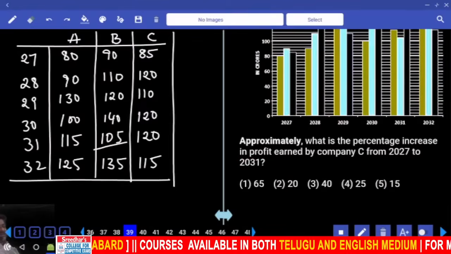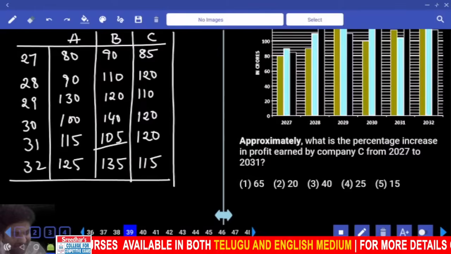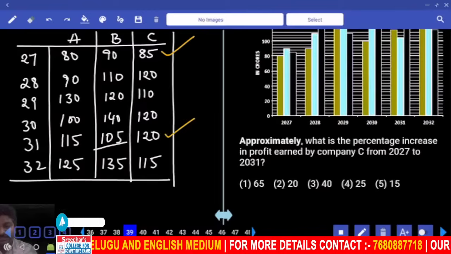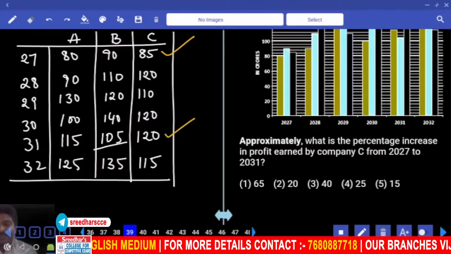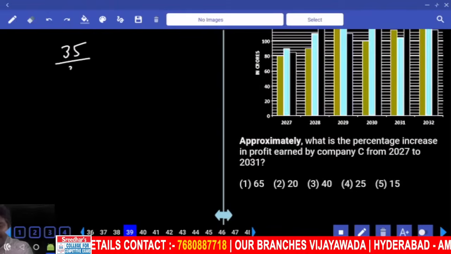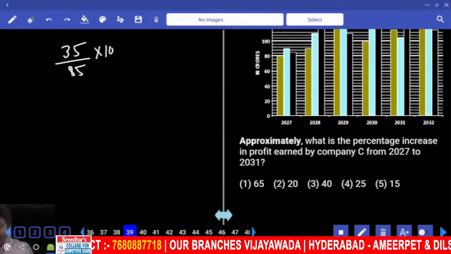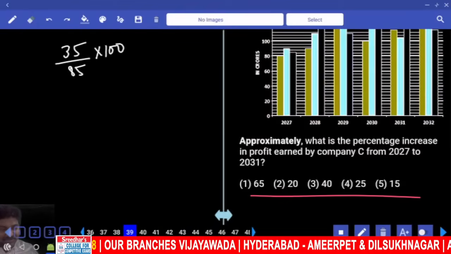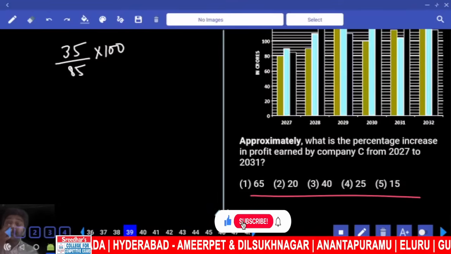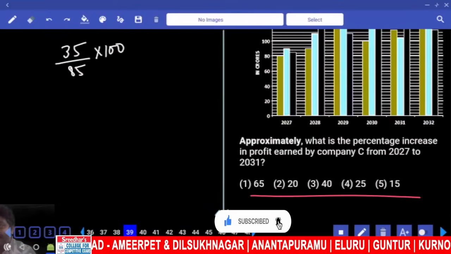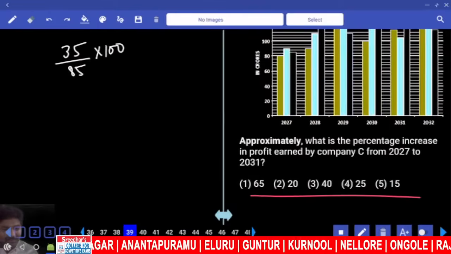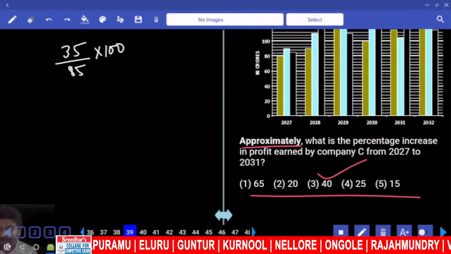Approximately what is the percentage increase in profit earned by C in 2027, 2031? 85 became 120, increased by 35 from 85, so 35 out of 85 into 100. Look at options. Options are having a huge difference. Let us use that. What is 10% of the denominator? Double. So 10% double meaning 40%, and it should be a little bit more than that, correct? Anyway, the question is about approximate, answer 40.